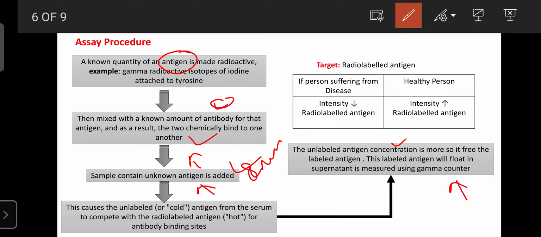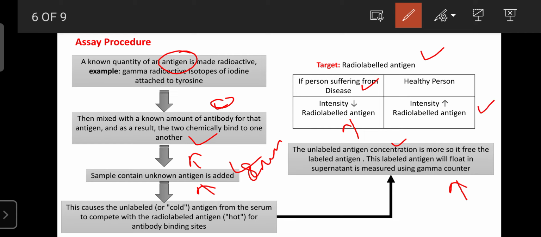It can give the idea regarding how much antigen is present in the serum or patient samples. Here the target is to monitor how much radio labeled antigen is present from the fixed administered concentration. If a person is suffering from disease, the intensity of the radio labeled antigen decreases. If it is a healthy person, the radio labeled antigen cannot be replaced because the patient does not have any antigen, so its intensity increases.